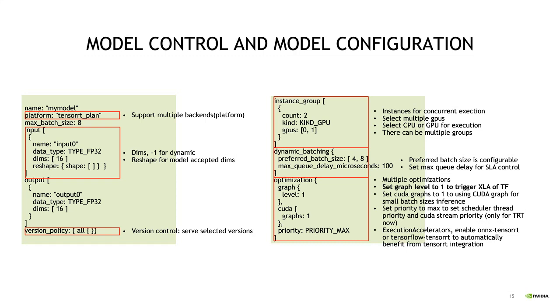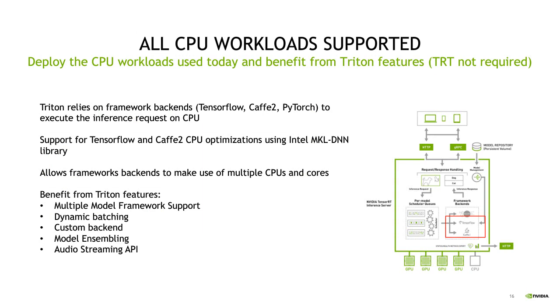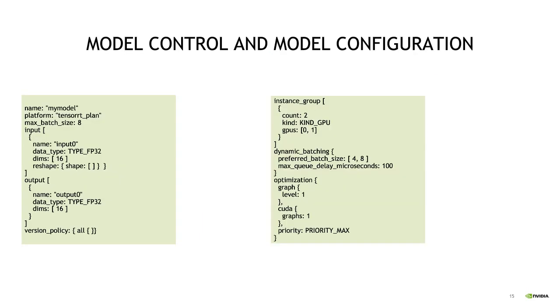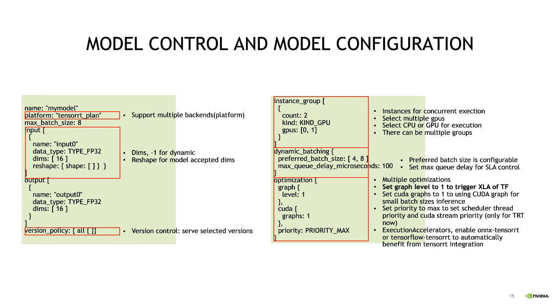The optimization section is very interesting because a lot of optimization methods are put in this section, such as XLA of TensorFlow and TensorFlow-TensorRT, and also the CUDA graphs I mentioned in previous slides to optimize the TensorRT inference with CUDA 10. And the priority is also set here to control the model priority. Actually, you can refer to the documentation for more options about the optimization.